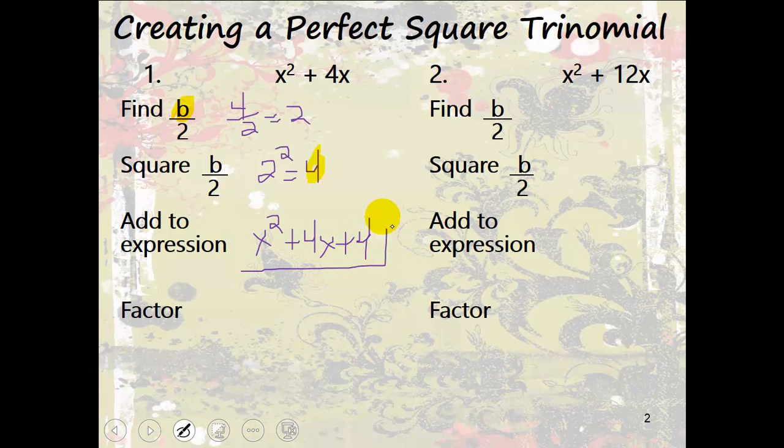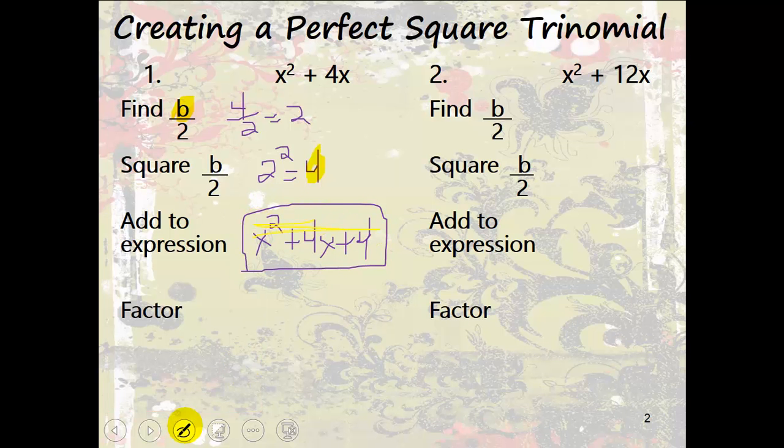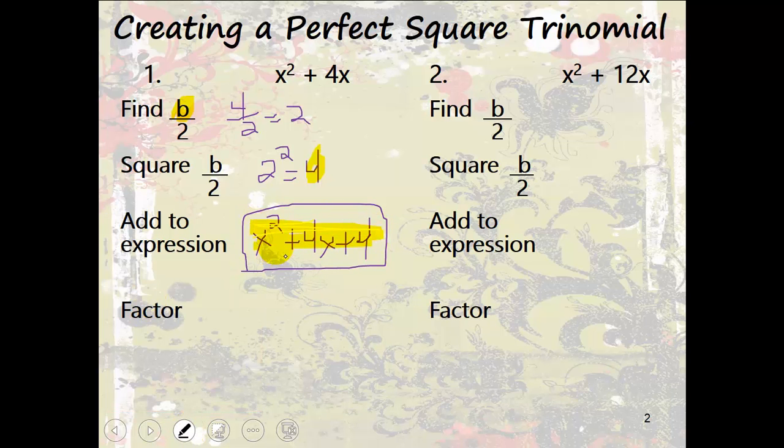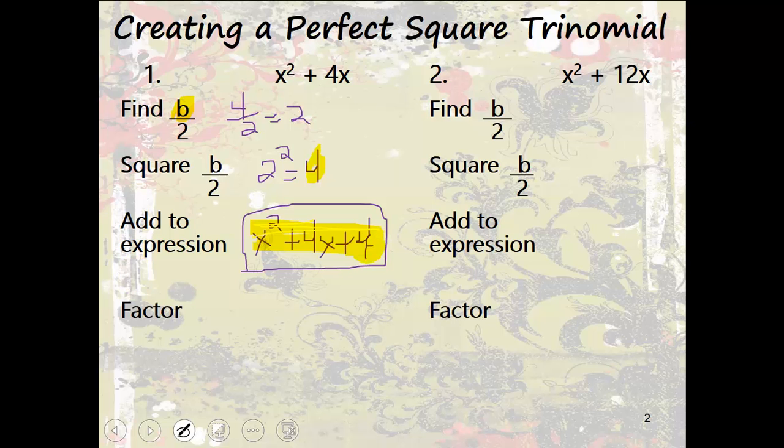This is a perfect square trinomial. That's the perfect square trinomial. Okay, that's the perfect square trinomial. So now we're going to factor it. So the first term is a perfect square. The last term is a perfect square. We made it that way. So now it's going to factor into x plus 2 squared.